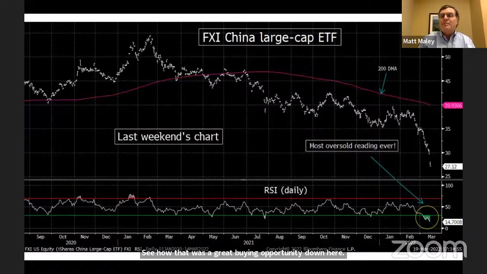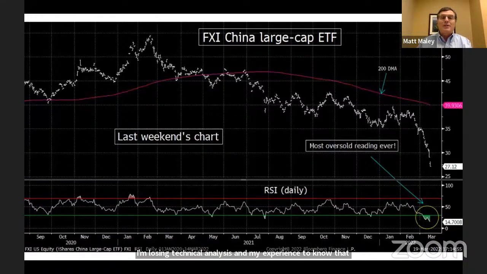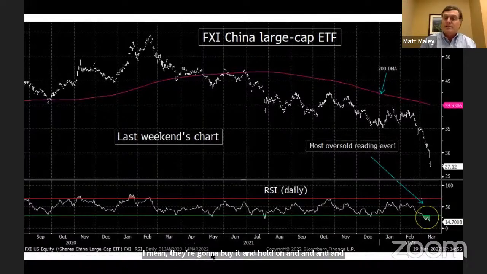Well, look what happened here after this big announcement. The market got, this is the most oversold I've seen a relative strength index, an RSI chart ever, second most ever. So I use my experience. I'm using technical analysis and my experience to know that I know China, I know that government, I know what they're going to do, I know what they've done in the past. They're going to push the market back up, and it's not like a meme stock where it pushes back up for 2 days and goes back down again. I mean, they're going to buy it and hold on to it and force it up, because they'll do whatever it takes. The government will buy the shares themselves if that's what they have to do.